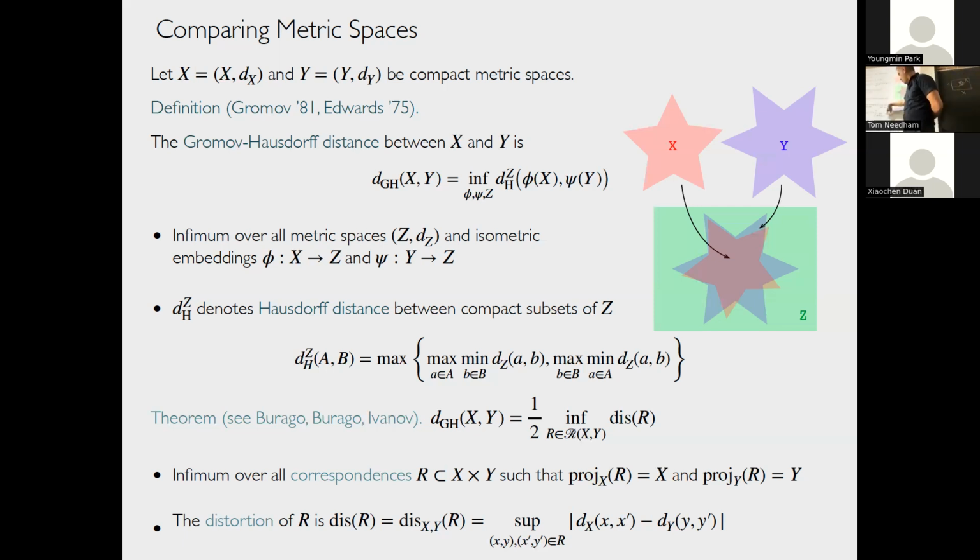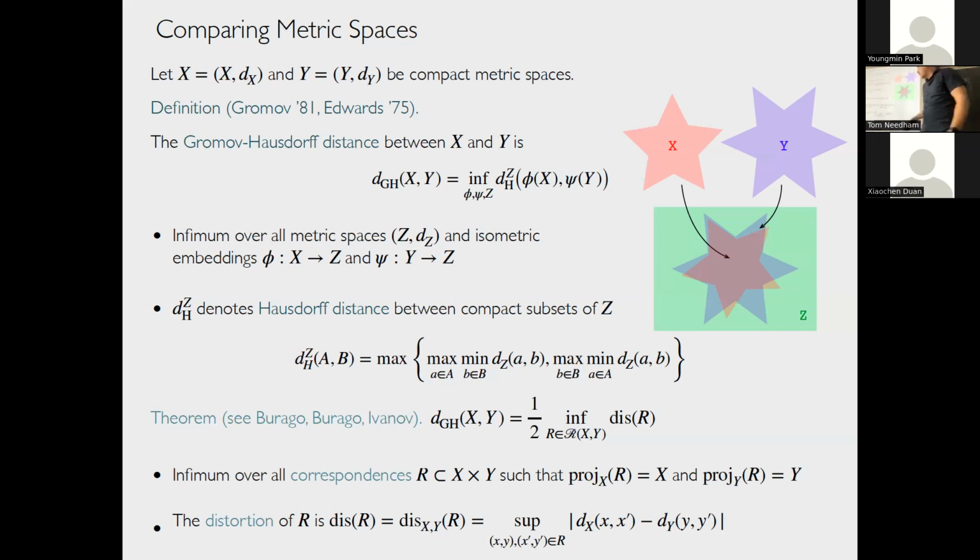Then what's my objective? I'm trying to infimize the distortion of the correspondence, which is to say, take a pair of points in the correspondence, x and y. These are points from different spaces that have been coupled together, and do the same with x prime, y prime, and then ask, how different is the distance between those pairs? So x goes with y, x prime goes with y prime. How different are the distances? It's this kind of relative comparison of the metric structure. And then I ask, what's the worst case scenario? So the supremum over all things in the correspondence.